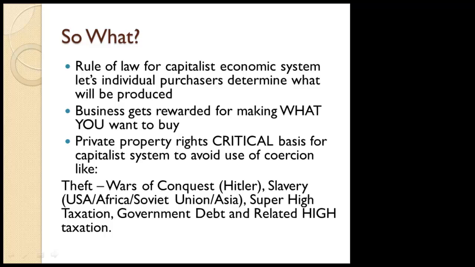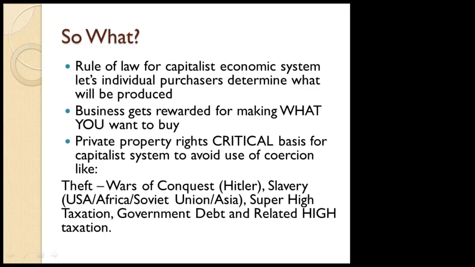What's the so what? Well, this makes the rule of law critical for a capitalist economic system. In other words, rule of law means that everyone is treated equally before the law. The laws apply to everybody. You don't have one speed limit for rich people and one speed limit for poor people. The speed limit's the same for all vehicles. The business gets rewarded for making what we want to buy. So private property rights, the right to own the bank, the right to own the company, those are critical rights for a capitalist system if you're going to avoid the use of coercion.